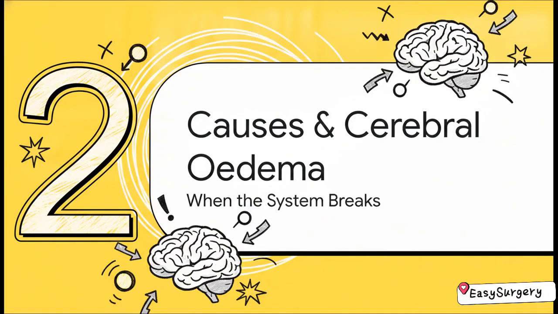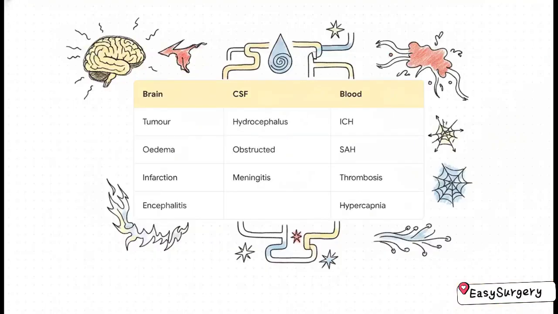Section 2, causes and cerebral edema. What exactly happens when that perfectly fixed volume is compromised and the whole ecosystem breaks down? When this ecosystem breaks down, the culprits generally fall into 3 distinct categories. First, we have increased brain volume. This can be driven by a brain tumor, cerebral edema, cerebral infarction, encephalitis, or a brain abscess.